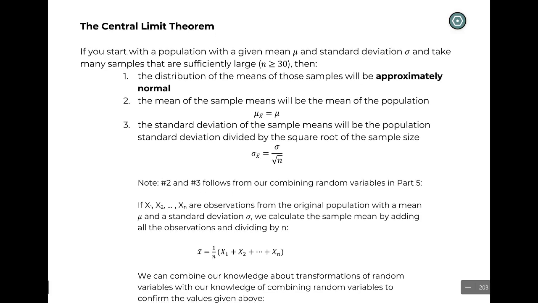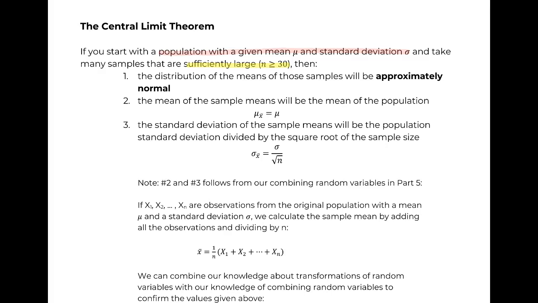So what we just witnessed in the last two examples is the central limit theorem. The central limit theorem states that if we start with a population with a given mean and standard deviation and take samples that are sufficiently large, that's important, sufficiently large, then the distribution of the means of those samples will be approximately normal. So not truly normal, but approximately normal. And then we have a given mean and standard deviation.